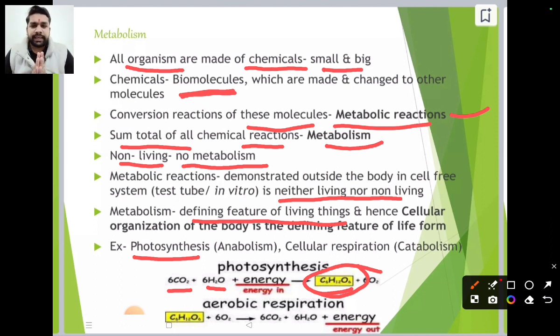In simple words I can say, अगर किसी प्रोडक्ट को बनाना है, दो रिएक्टेंट को जोड़ के एक प्रोडक्ट बनाया जा रहा है, तो वो एनाबॉलिक रिएक्शन कहलाएगी. और अगर आप एक प्रोडक्ट को तोड़ के उससे एनर्जी रिलीज कर रहे हैं या उसको ब्रेक डाउन कर रहे हैं, किसी भी रिएक्शन में ब्रेक डाउन हो रहा है, तो वो कैटाबॉलिज्म कहलाएगी. These both are types of metabolism. Anabolism and catabolism are both the types of metabolism and metabolic reactions. क्लियर?